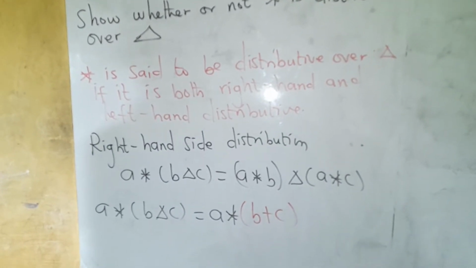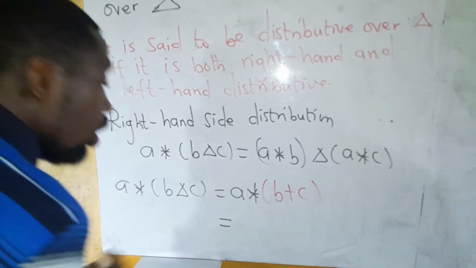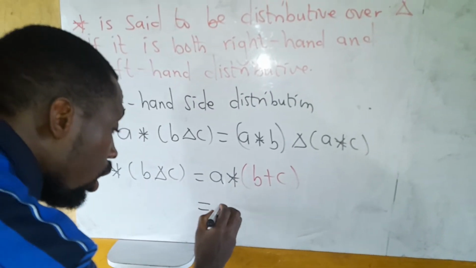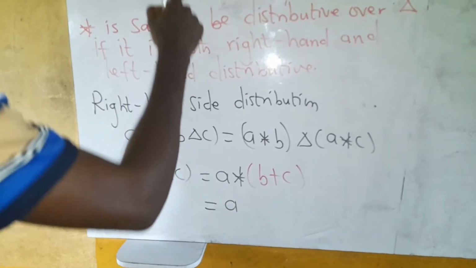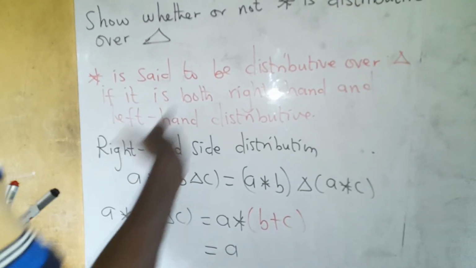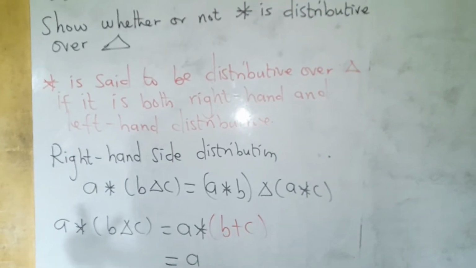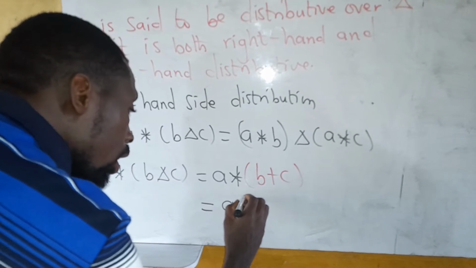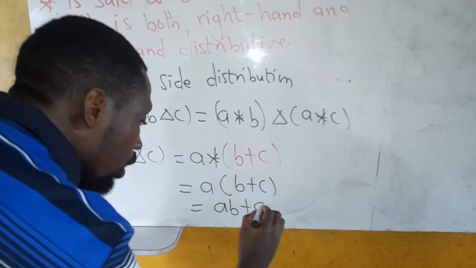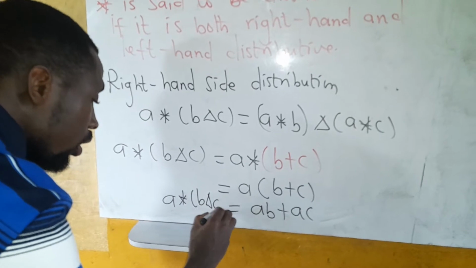So we can say that A star (B plus C) will be A times (B plus C). Star is defined as X star Y is XY. Then for A star (B plus C), any place we see X, we substitute A, and any place we see Y, we substitute B plus C. So we say it is A times (B plus C), and this will give us AB plus AC. So this is our A star (B delta C).